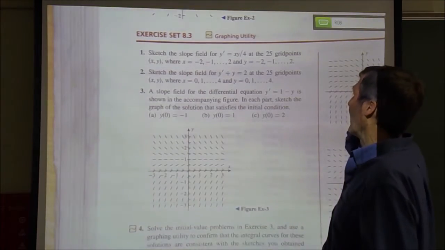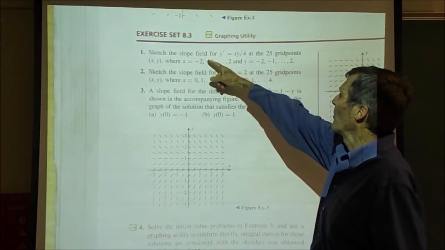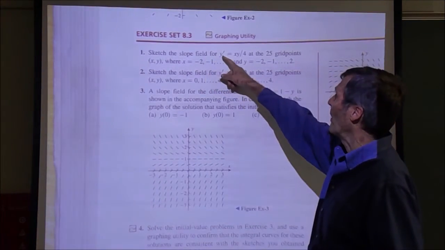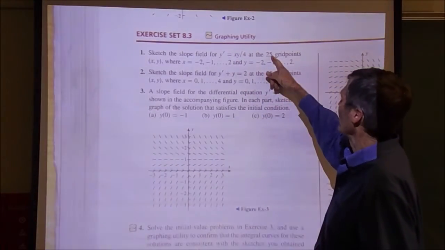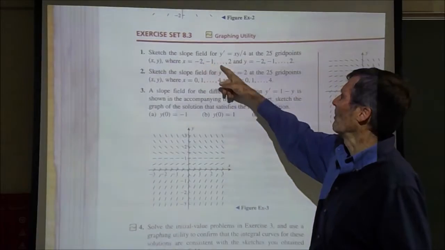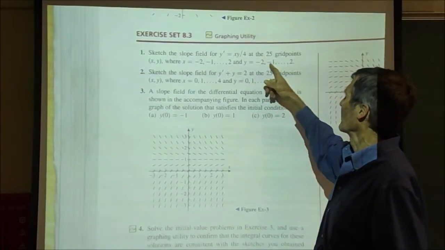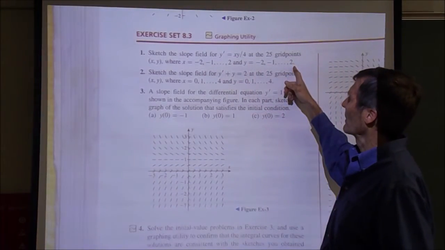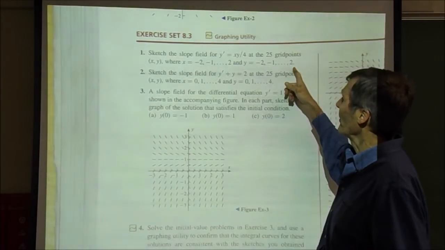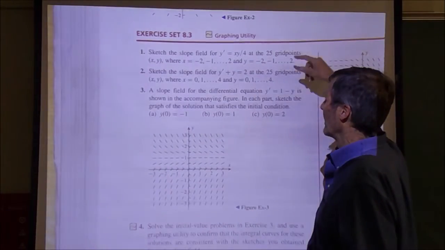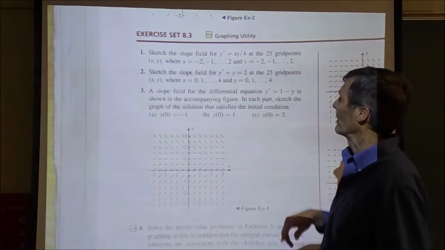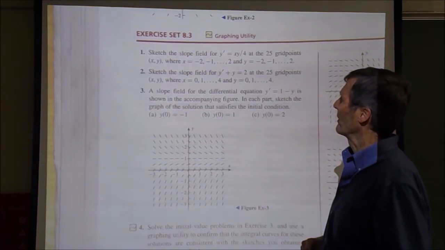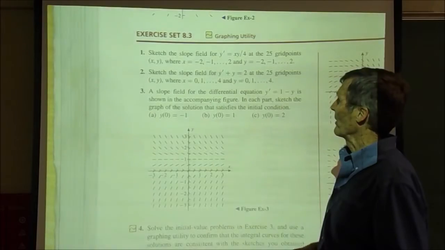Suppose I wanted to find the slope field for y prime equals xy over 4 at the 25 grid points where x goes from -2 to 2 and y goes from -2 to 2. I could sketch all those little line segments, and then I could try and draw solutions that pass through that slope field and are tangent to each of the little line segments in it.